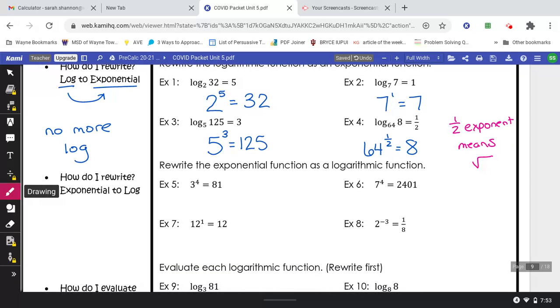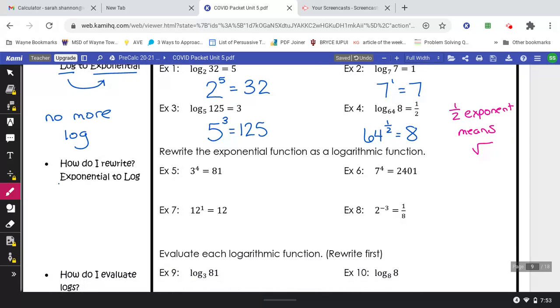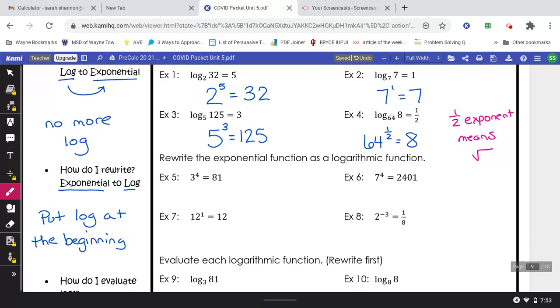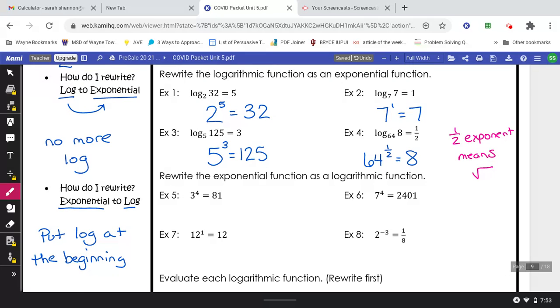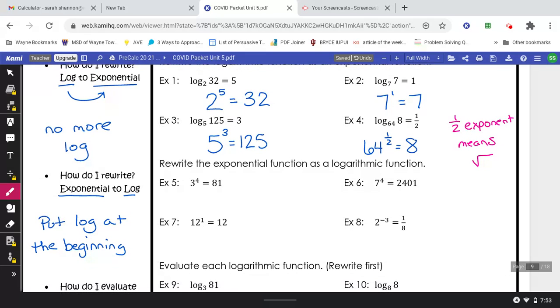Now we're going to go the opposite direction. So this time we're going to go from exponentials to logs. So here you have to put a log at the beginning. So in our first set of examples, we got rid of the log. So in our second examples, we have to put that log back. So the first thing we'll just do is write the word log.